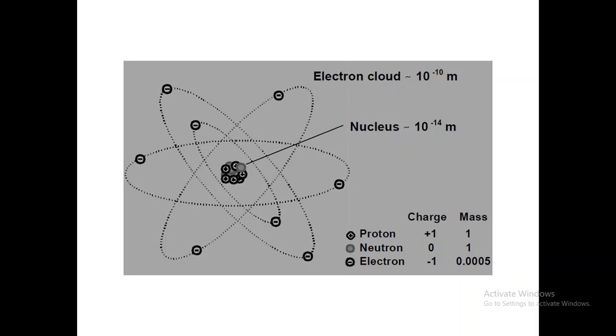Thus, the mass number A of the atom is given by A equals Z plus N. The term nuclide is used to describe a particular nuclear species with a given combination of A and Z. The full description of a nuclide is given by writing the chemical symbol for its element with A as superscript and Z as subscript.